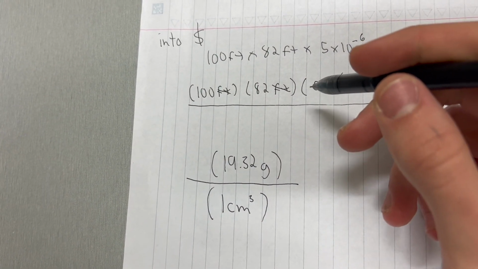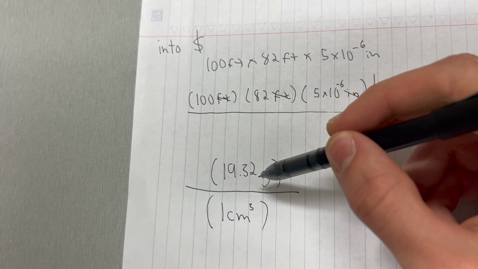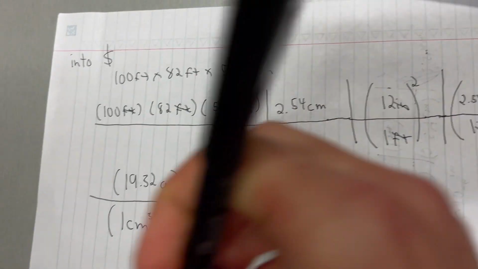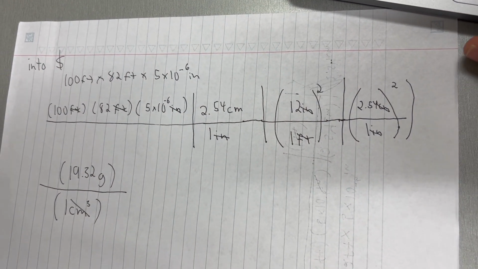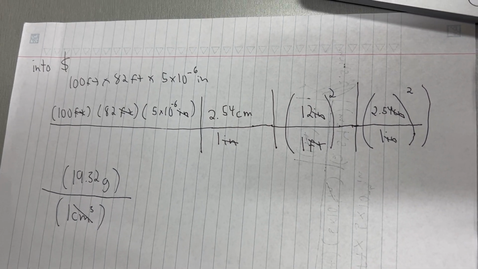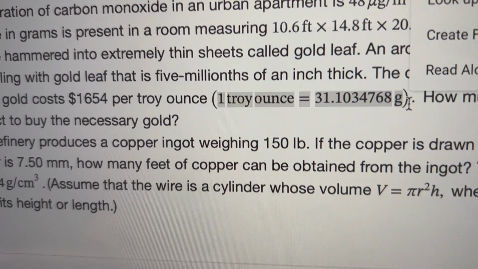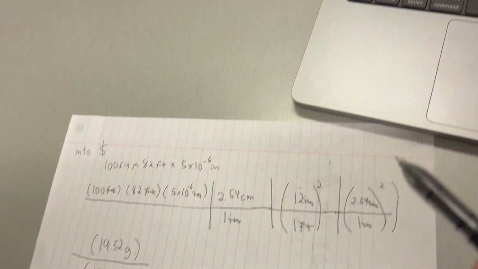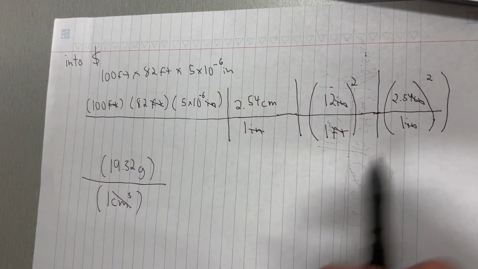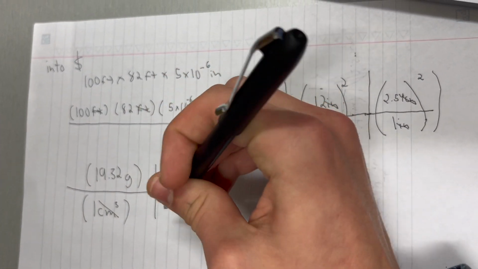So now we have the mass on top. So we can cancel out the centimeters. And because we have the mass, we can calculate it. We're also told that 1 troy ounce is equal to 31 and whatever grams. So we can put it in, see how many troy ounces we need, because we know how many grams we need now. This is what we would have figured out. So now we need to put it, so grams at the bottom.